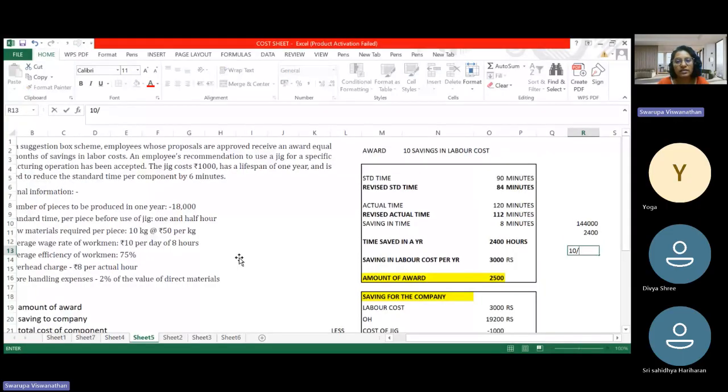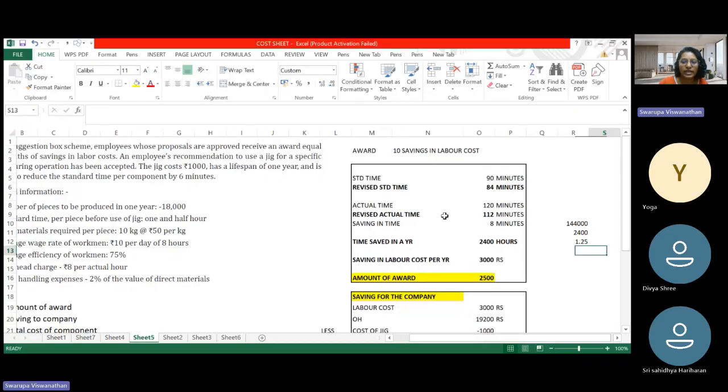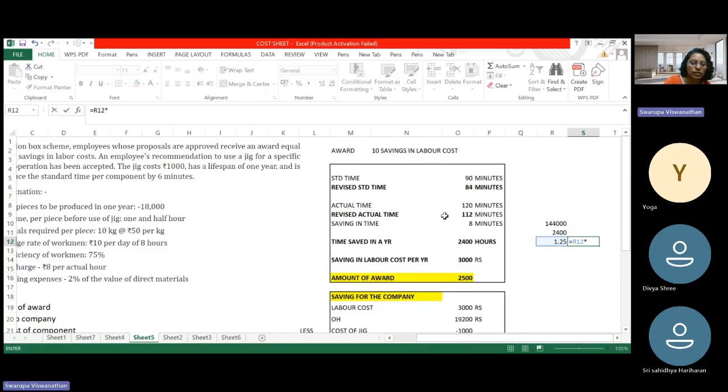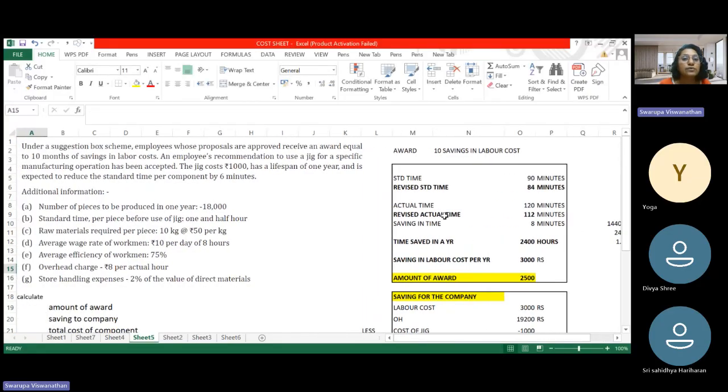So 1 hour, it will be 10 by 8. 1.25 is the hourly rate. So 1.25, and how many hours we have saved? 2,400 hours we have saved. So total savings in labor cost is 3,000 rupees.